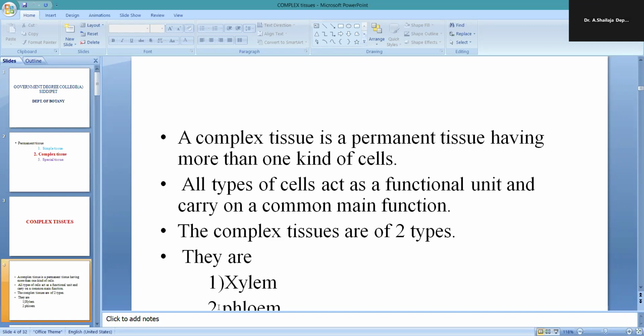Xylem and phloem are the two complex tissues found in all vascular plants. All types of cells act as a functional unit and carry on a common main function. That is the specialization of complex tissue. Different types of cells are present in the complex tissue, but all act as a single functional unit and carry on a common main function.